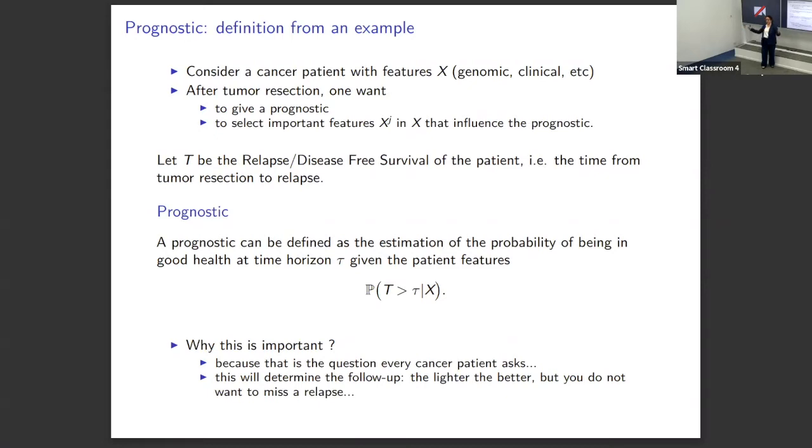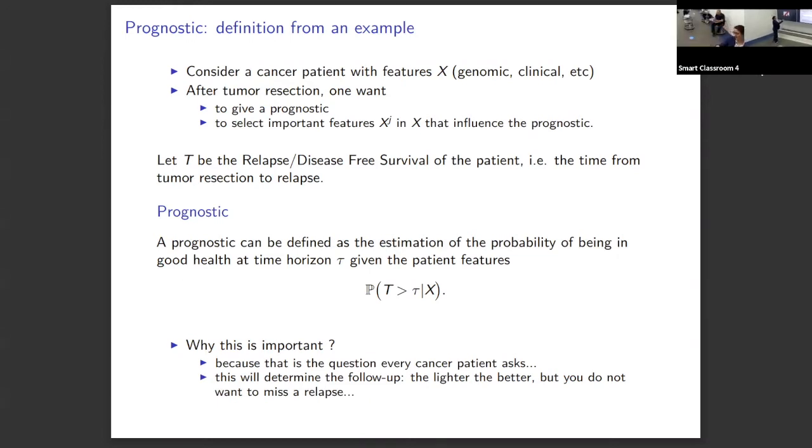So it's a length, we call that a survival time. It's the time between these two events. What we want to do is give a prognosis. We want to estimate the probability that this time between the end of your first cancer and the beginning of your second cancer will be greater than, let's say, 2 years or 3 years, knowing your features, your clinical history, the genomics of your tumor, and so on.